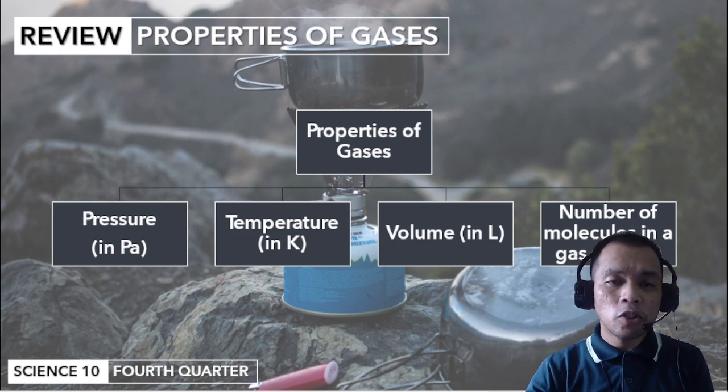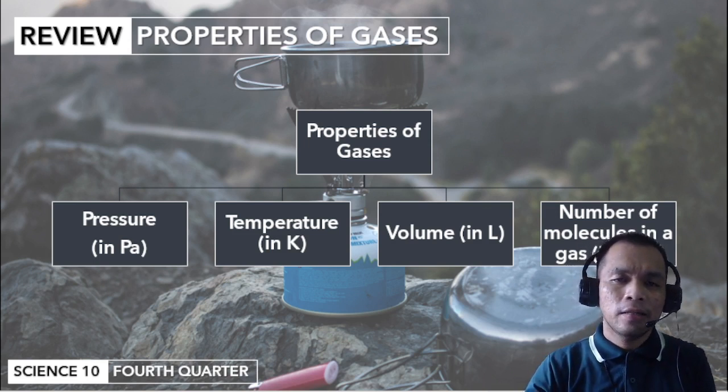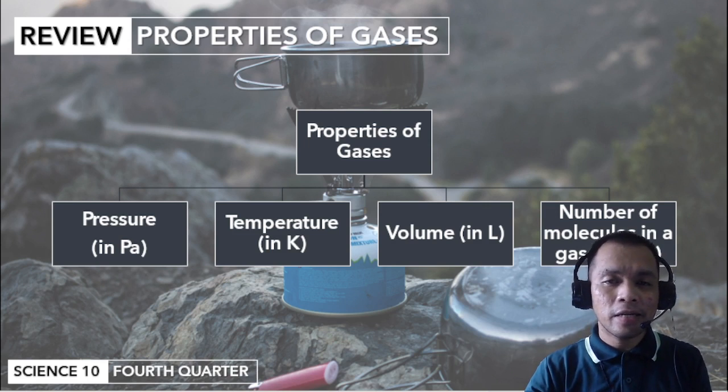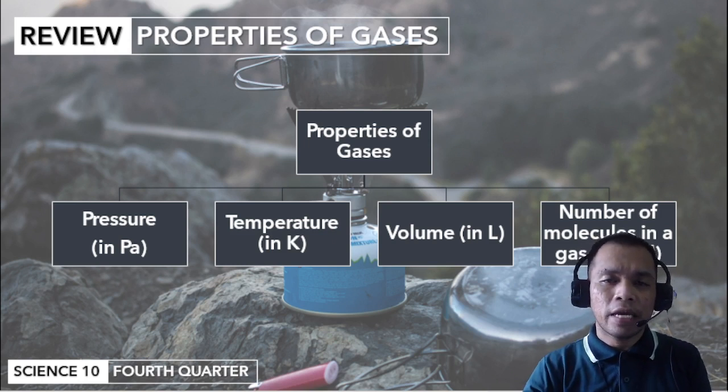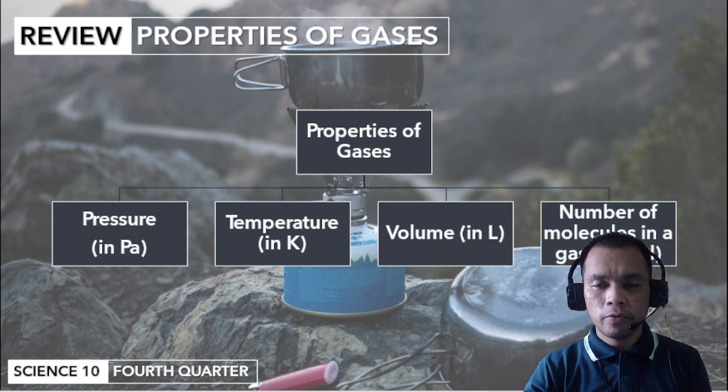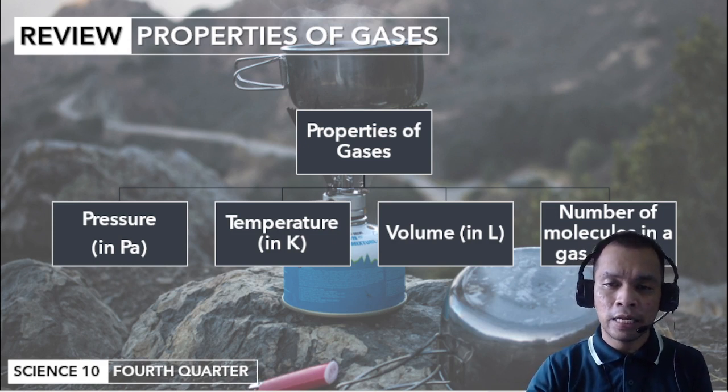Okay. Now, the pressure is measured in Pa. What is Pa? Pa means Pascal. Pascal is the standard unit for measurement of pressure. Now, we also have other units which we will discuss later on. Next, we have temperature measured in K. What is K? Yes, it's Kelvin. And then volume. Of course, we all know the standard measurement for volume, it's in liters.